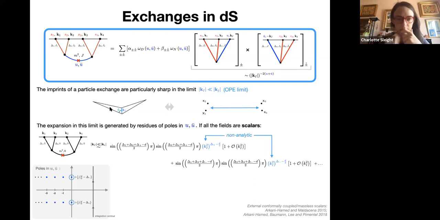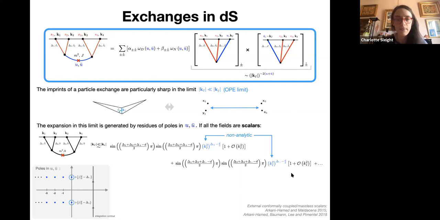This limit of exchanges in de Sitter and also in AdS has been explored in numerous works. Our analysis is most similar in spirit to that of Akane and collaborators, who also used conformal symmetry and general consistency to classify such signatures at tree level for external conformally coupled and massless scalars in D=3. And using the Mellin formalism, we could extend their results to a generic collection of particles and general boundary dimensions D.